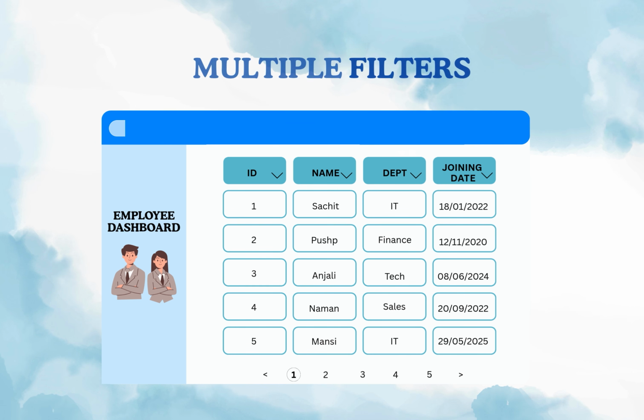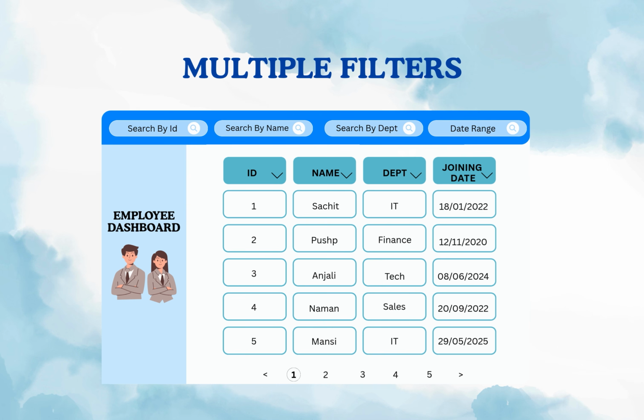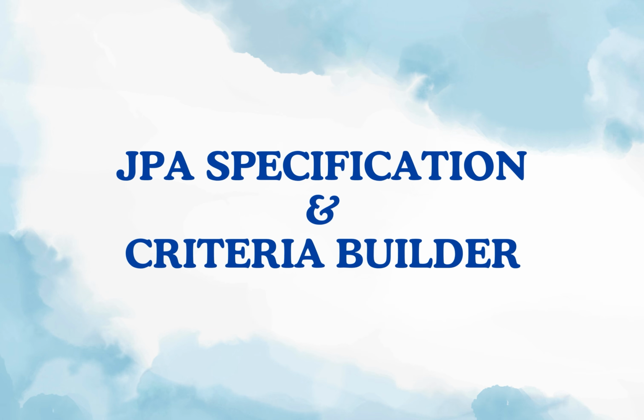The second approach is that we can have separate filters for all these columns. Like we can have one for ID, one for name, one for department, and we can even have a date range for the joining date. Alright. So to implement this in a clean and scalable way, we'll be using JPA specification and criteria builder.